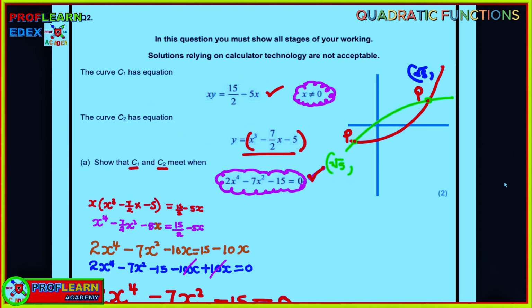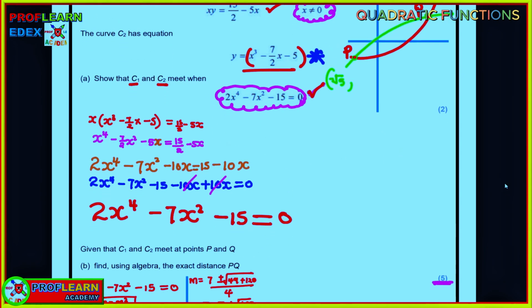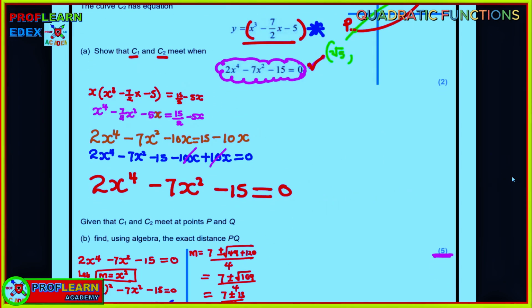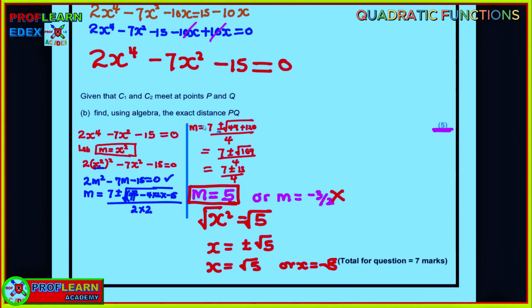Now to find the other coordinates, we can substitute the value of x in maybe this equation, so that we can find what our y coordinates for those points are. Okay, so let me adjust this a little bit so that we can go to the next step.